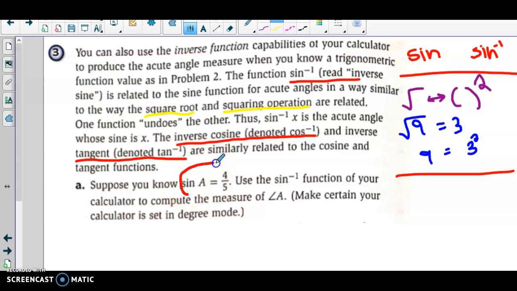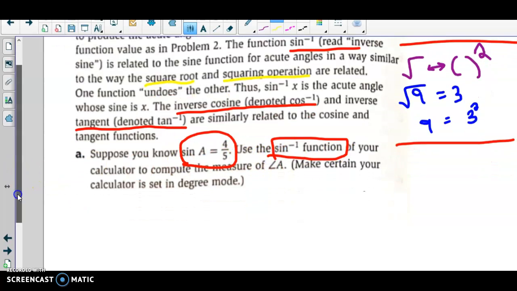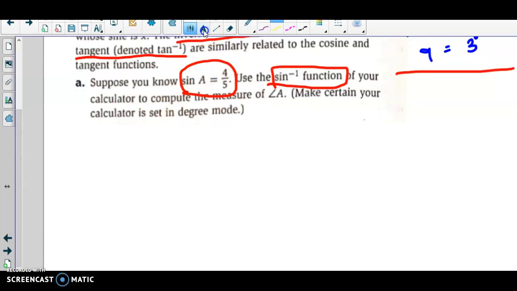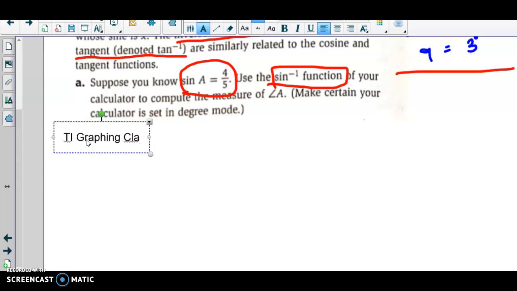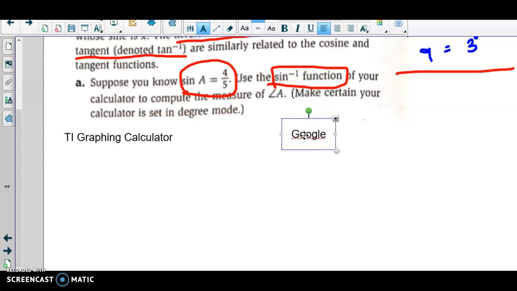So let's say we know sine A is 4/5. It says to use the sine inverse function of your calculator. We're going to go over how to do it two ways because I think some of you have a calculator at home and some don't. So first with a TI graphing calculator, and then I'll also show you how to do this just using a Google search, or Google calculator.